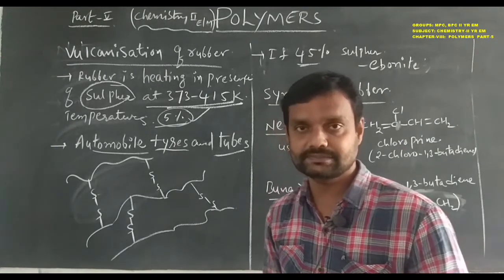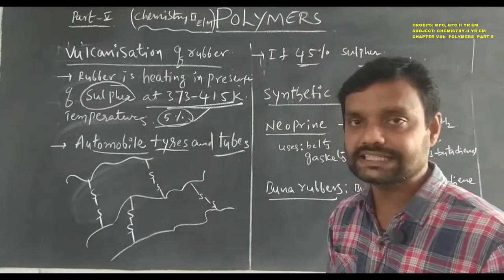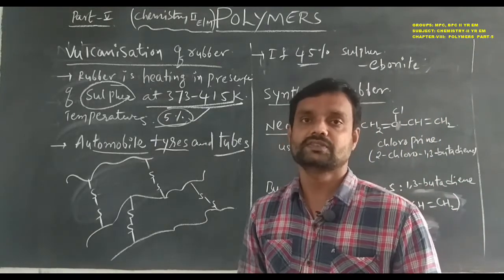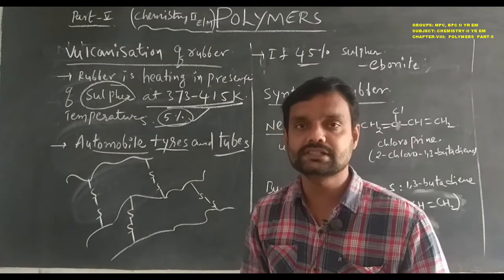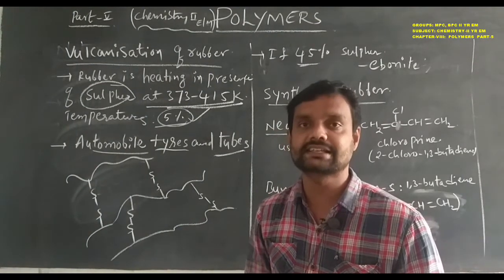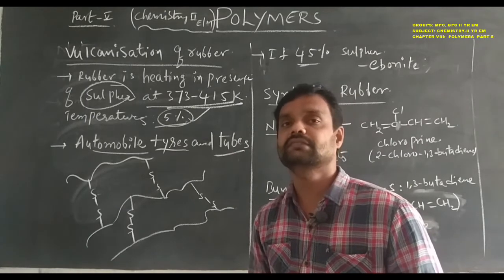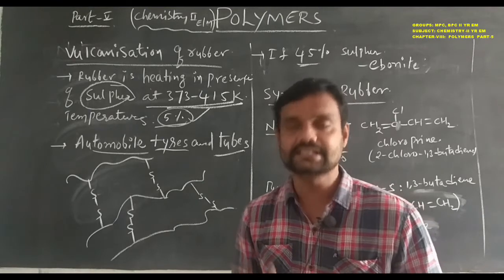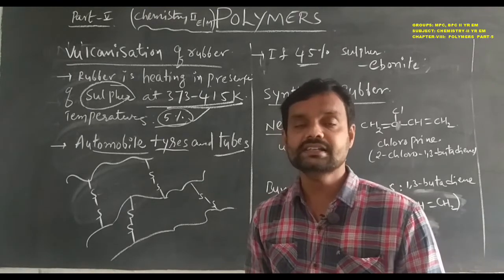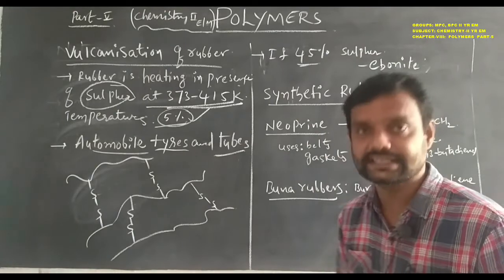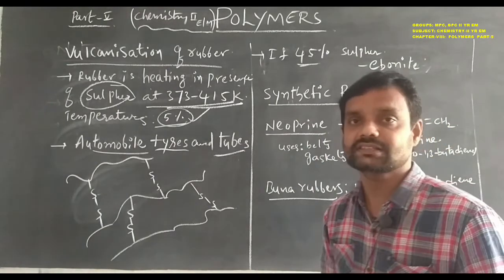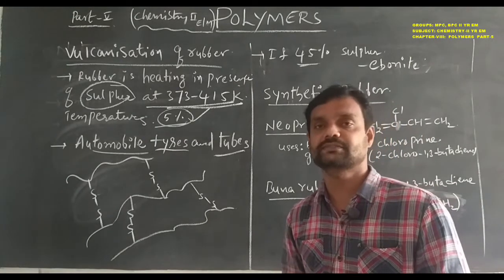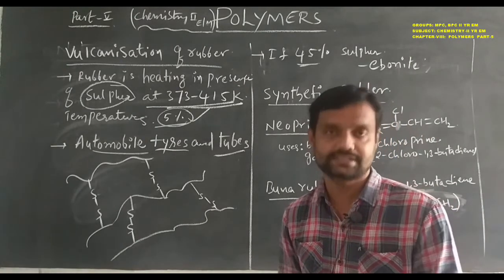After vulcanization, the sulfur will form cross linkages in between the monomeric units of rubber. So this vulcanized rubber can be used in automobile industries, like tires and tubes can be prepared from it. For example, if the sulfur percentage increases, the hardness of rubber also increases. Generally, 5% of sulfur is used in the vulcanization process.